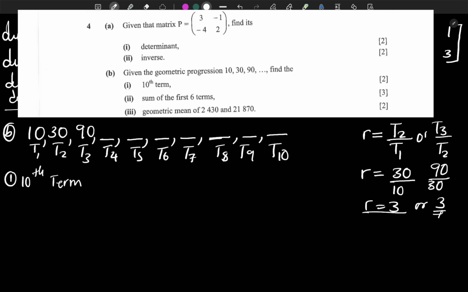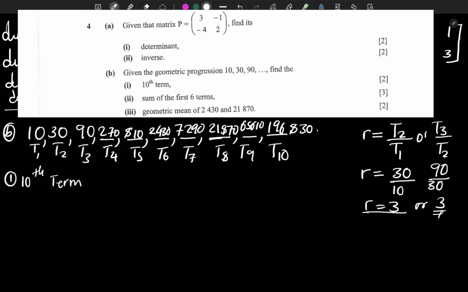So 10 times 3 is 30, times 3, that is 90, times 3, that is 270, times 3, 810, times 3, 2,430, times 3, 7,290, times 3, 21,870, times 3, 65,610, times 3, 196,830. So that is our 10th term.